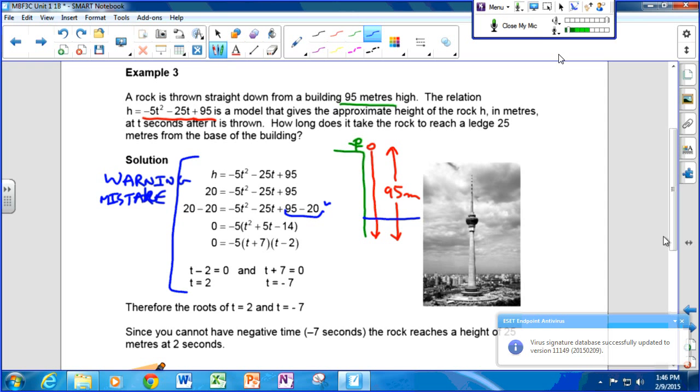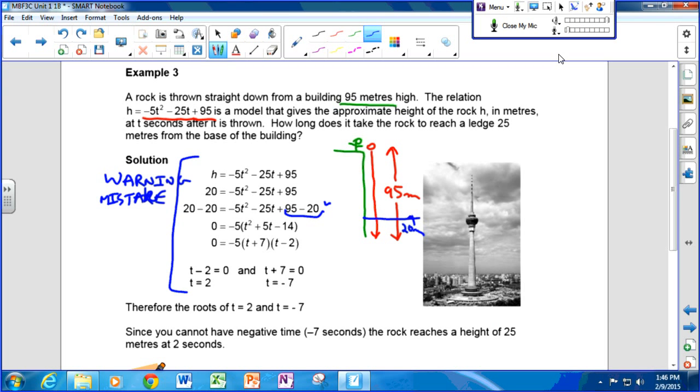So what they want to know is how long does it take the rock to reach this ledge? So this ledge is 20 meters right here. Okay, this is our ledge. The rock is not actually going to fall 95 meters. It's only going to fall 95 minus 20 meters, which is 75 meters. So that's where things get a little bit messy, but it's okay. We can still do this.